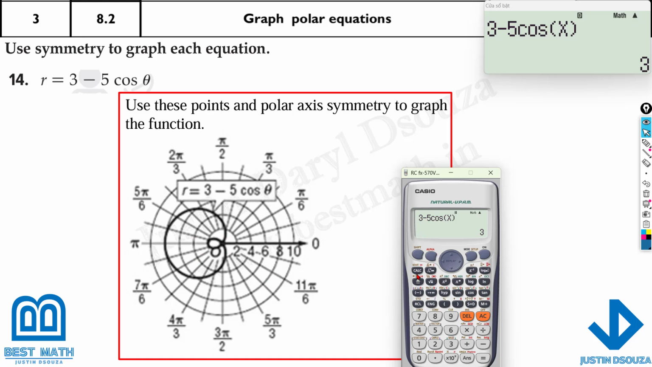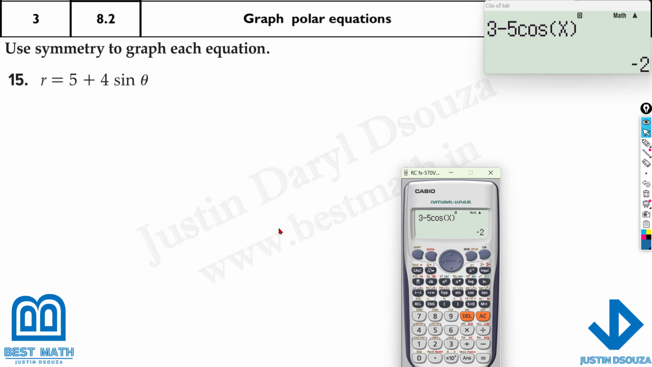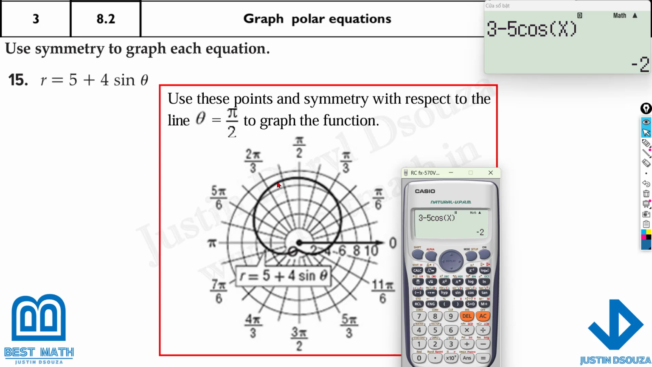Now, say, for example, if I calculate it at 0, it's showing me minus 2. Why? Because minus 2 is over here. Yes, it's minus 2. So that's how we can check it out. All the values, if it is in pi, radians, don't worry. Keep it in degree mode. Just choose degrees and you will get the answers.